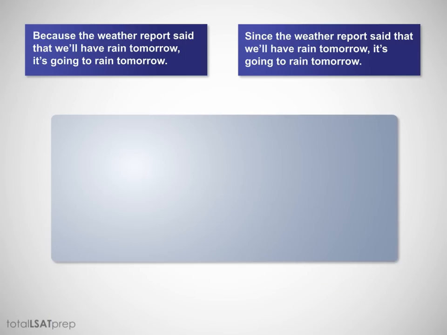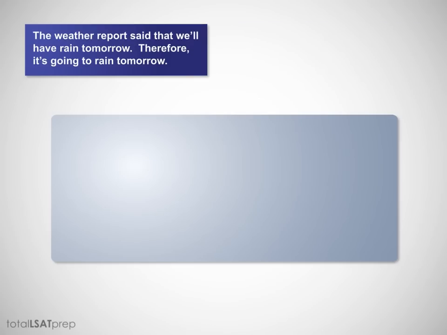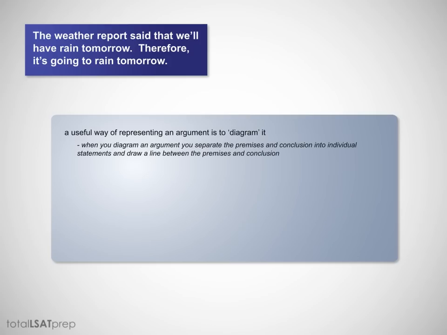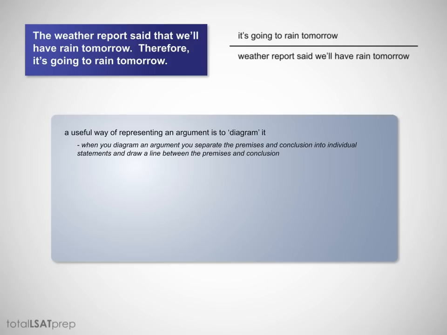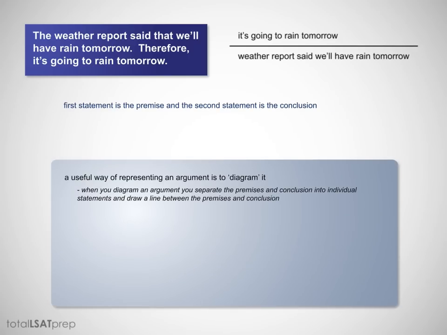Okay, so going back to our original little argument. Now, a useful way of representing an argument is to diagram it. When you diagram an argument, you separate the premises and the conclusion into individual statements and then draw a line between the premises and conclusion. So in this case, we have the weather report said we'll have rain tomorrow up on top, and it's going to rain tomorrow underneath the line. Now here the first statement is our premise, and the statement below the line is the conclusion. Diagramming the argument like this makes its structure and the logical relationships between the premises and the conclusion more obvious. As our arguments become more complicated, you'll see how useful that is.